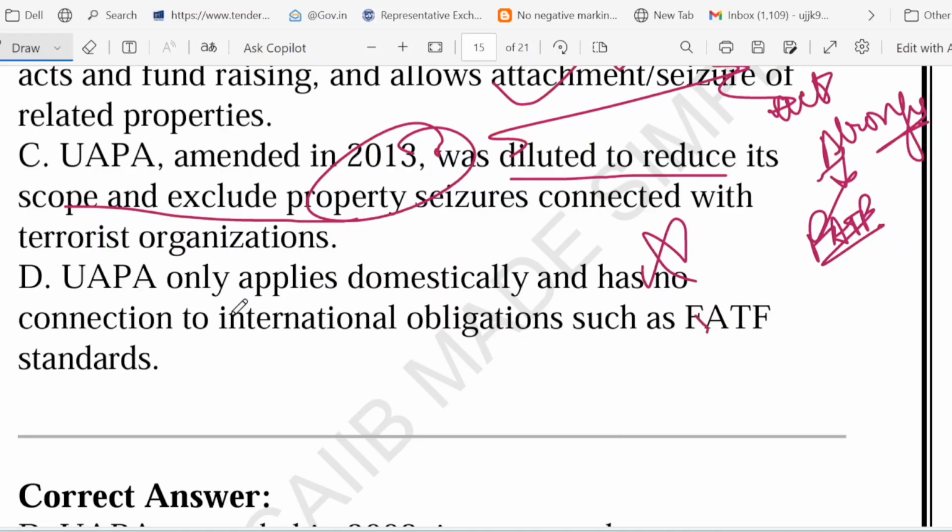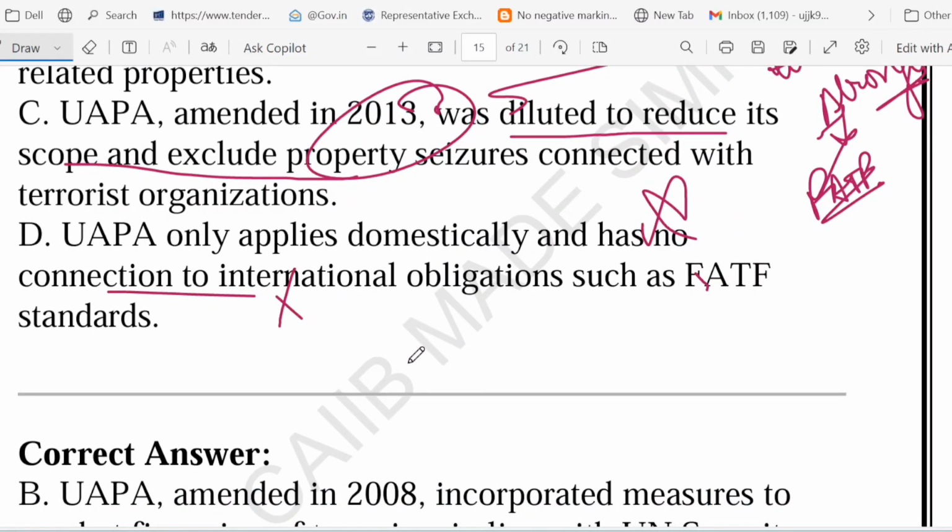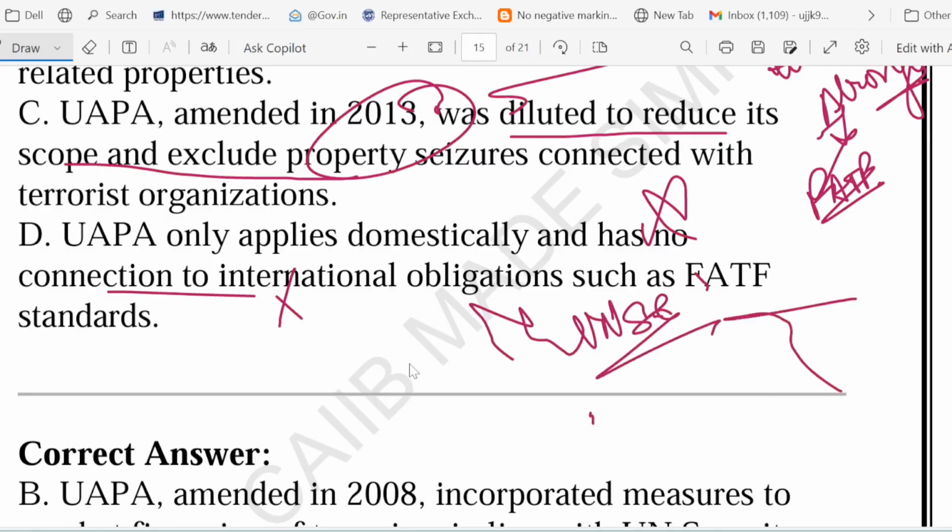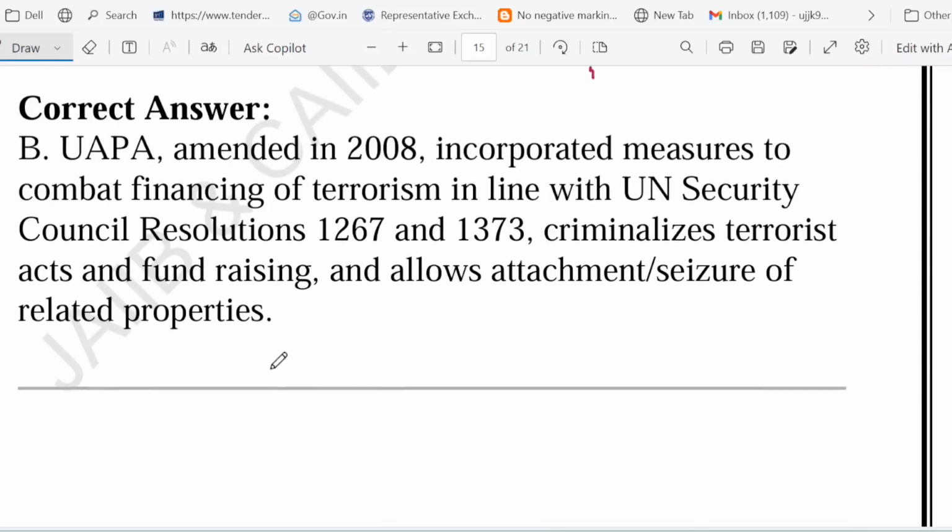What about option D? It says that UAPA applies only inside India and has no international link. This is completely wrong. Why? Because UAPA amendments were specifically made to align with international obligations, the UN Security Council resolution, and FATF recommendations.